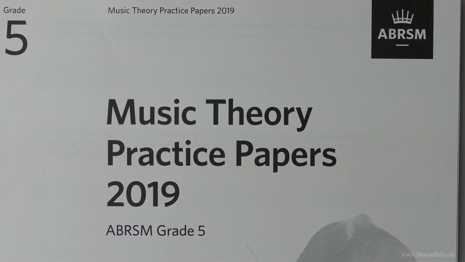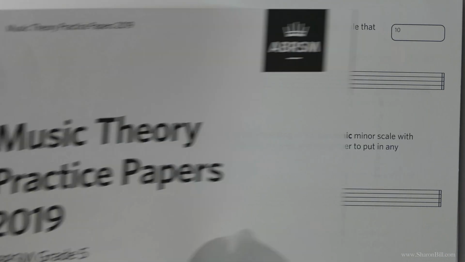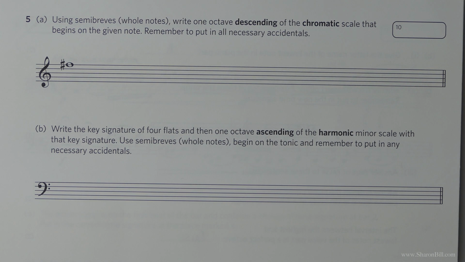And now we're going to carry on with question 5 of the 2019 grade 5 paper A. So if you turn with me to page 8, we can make a start on that. So the first question we're going to be looking at is the chromatic scale.